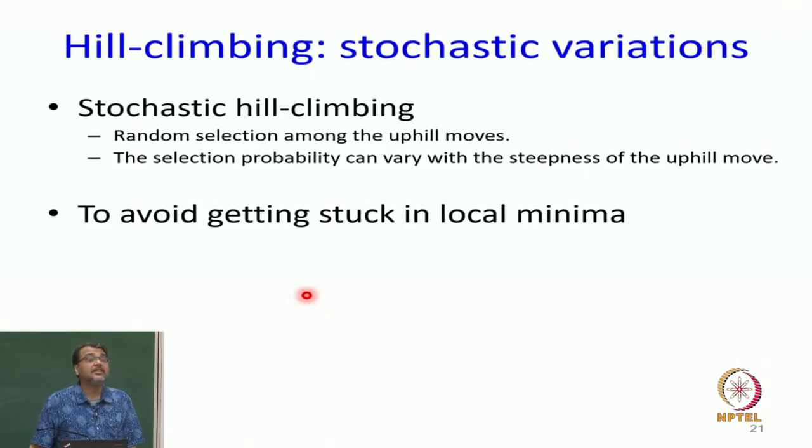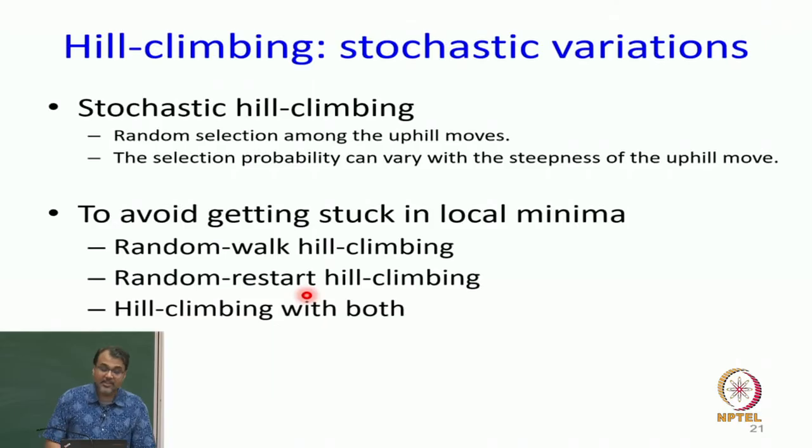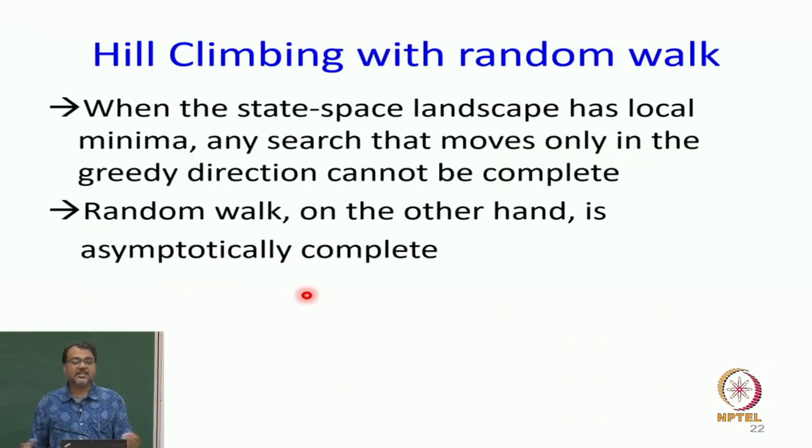So we can try to add ideas of randomness in hill climbing. So we can do random walk hill climbing, or random restart hill climbing, or hill climbing with random restart and random walk. Right? The algorithms are not deep at all. In fact, if you had thought of it for 2 minutes, you may have been able to come up with them. Very simple ideas. So the idea is that whenever state space landscape have local optimum, any search that moves only in the greedy direction cannot be complete.